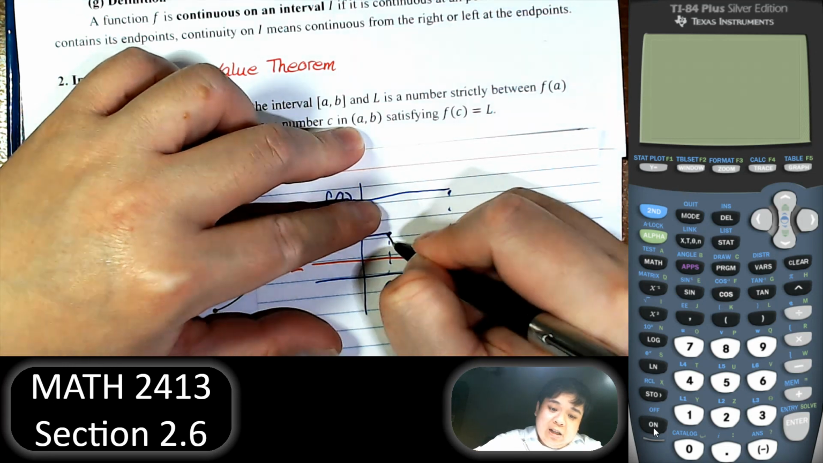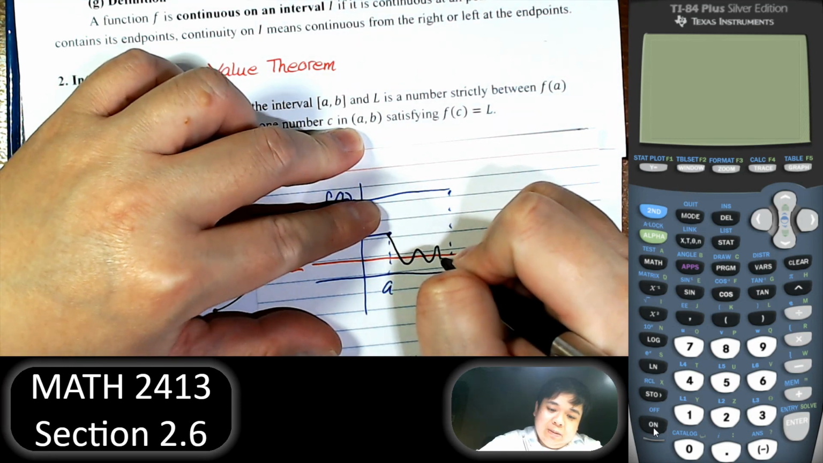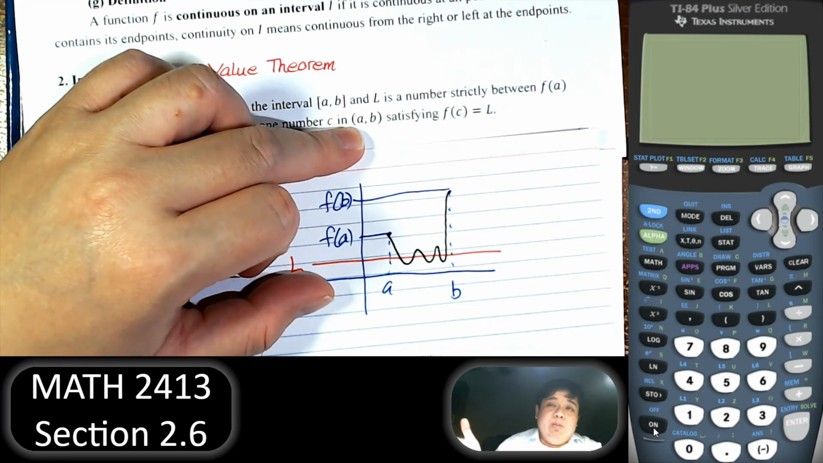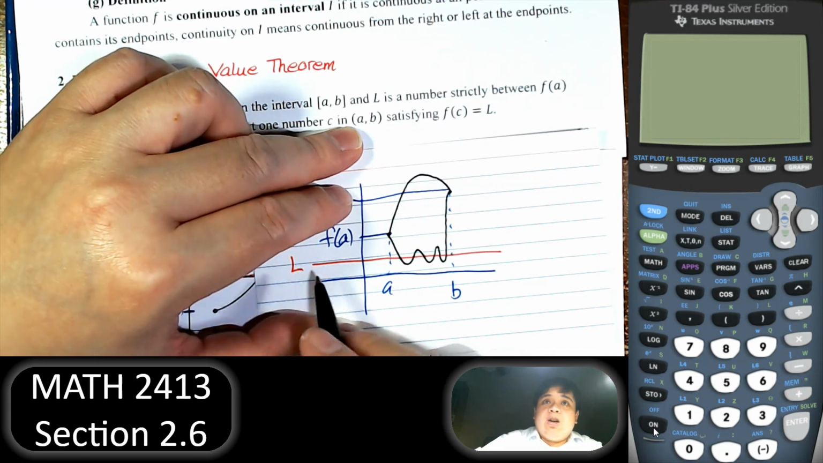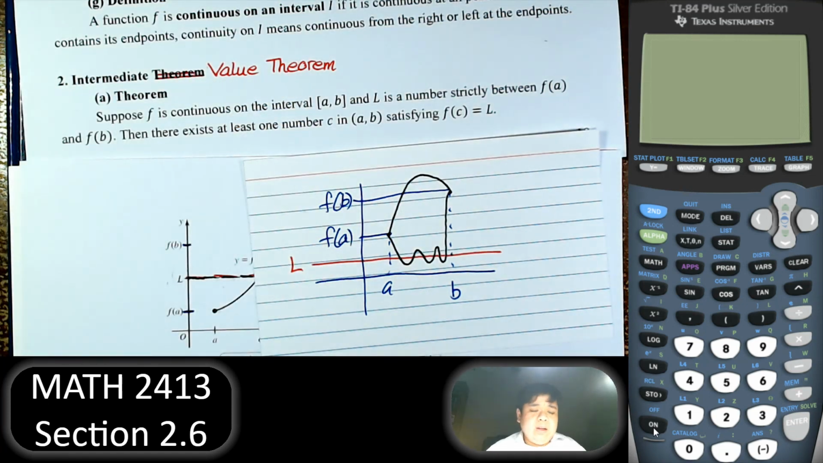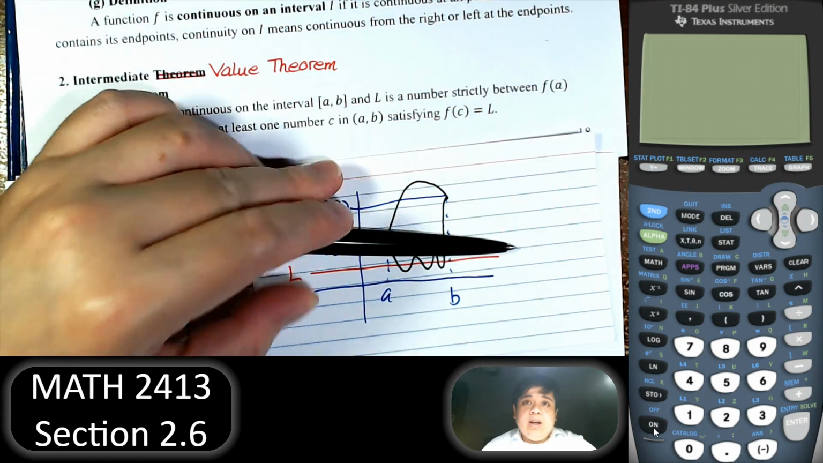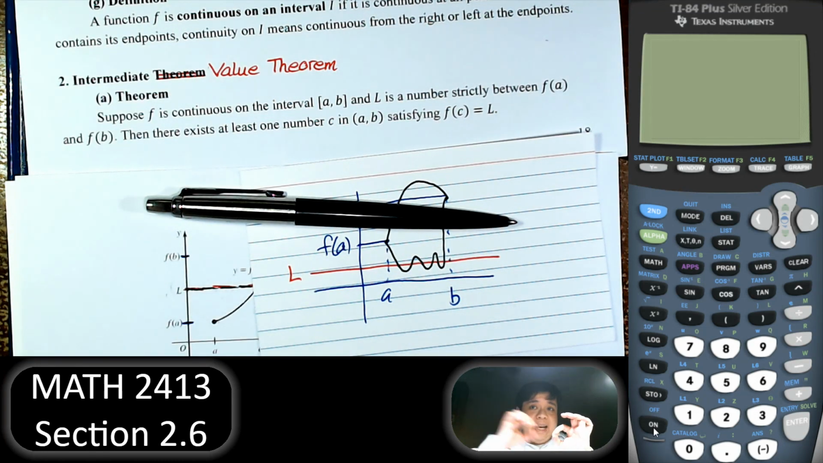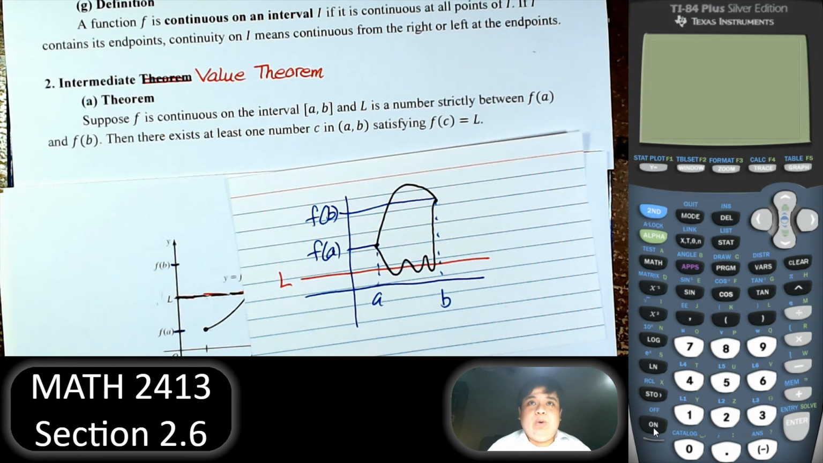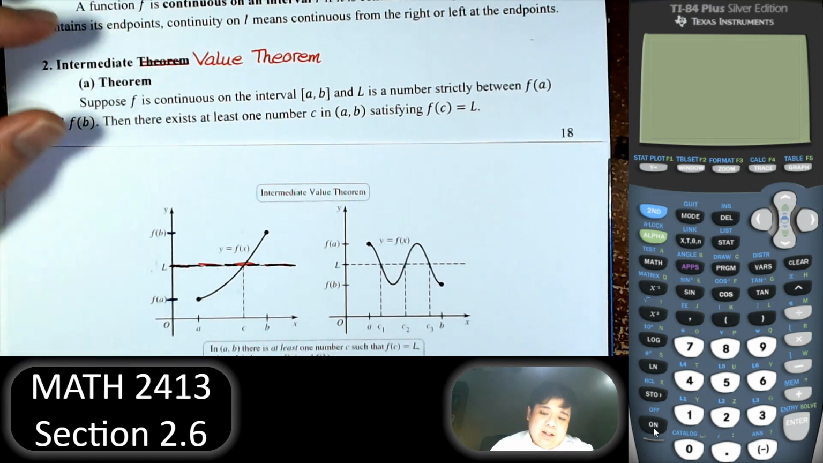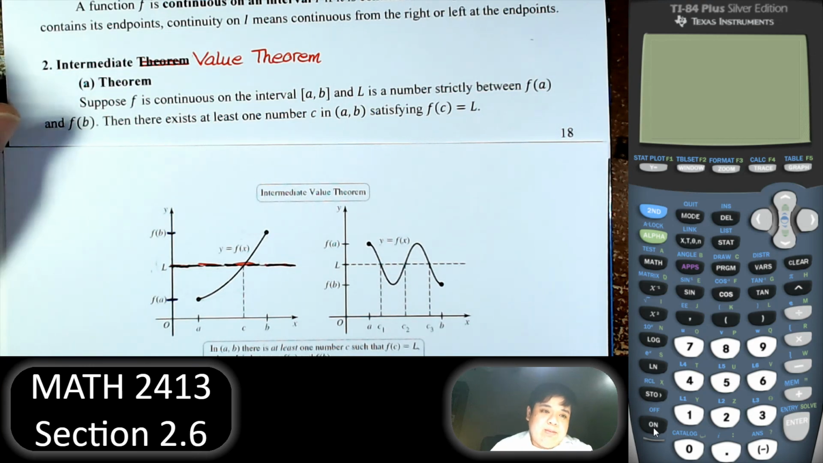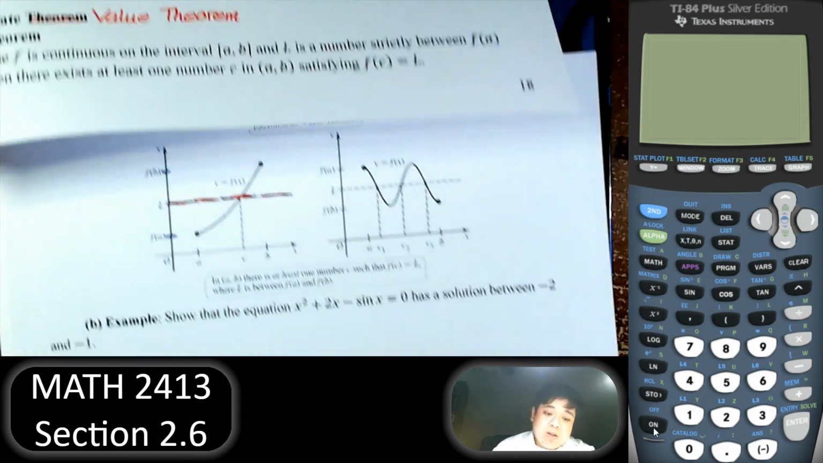It may go like this. It cuts the line at multiple points, or it may go like this. Does not cut the line at all. So, if the line is between the y values of the endpoints, then it will cut it. If it is not in between the y values of the endpoints, it may or may not cut it. We don't know. Right, so that is the intermediate value theorem. Once again, I will change that when I post the notes online.